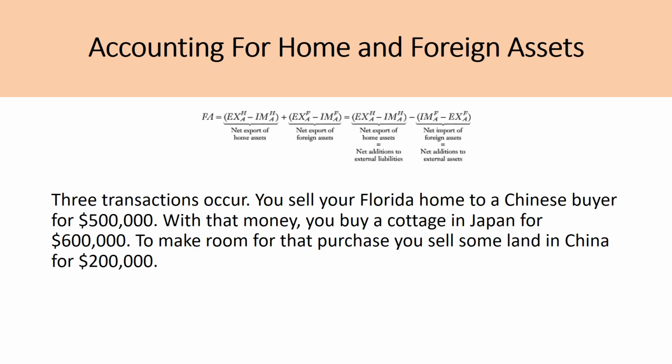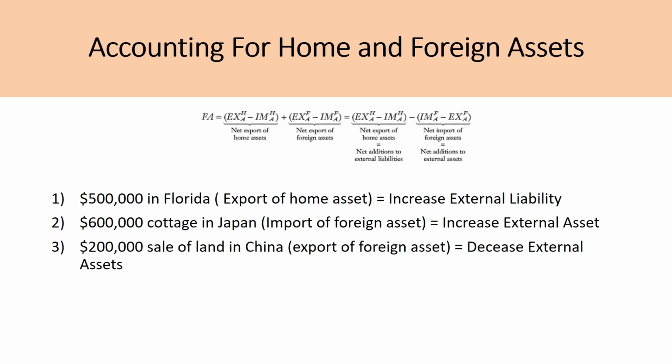So here, let's look at this example. There are three transactions that occur. You sell your Florida home to a Chinese buyer for $500,000. With that money, you buy a cottage in Japan for $600,000, and to make room for that purchase, you sell some land in China for $200,000. So let's define these transactions.